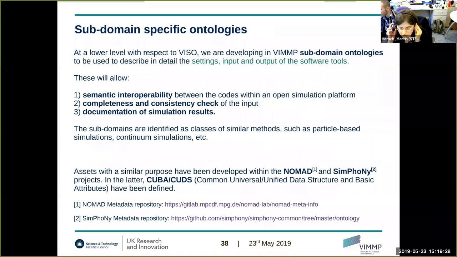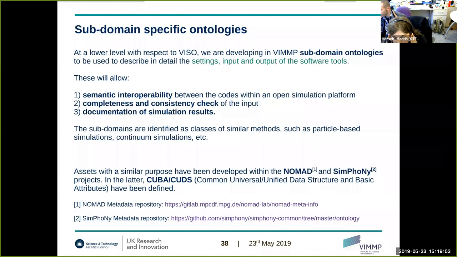Then this concerns the marketplace level. At a lower level, we are also developing subdomain-specific ontologies. With this, we mean much more detailed information will be needed to describe in detail the settings, the input, and the output of the tools. So basically all the variables that are entering the simulations. What is this needed for?